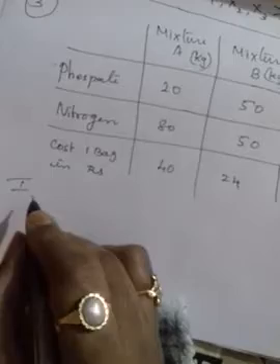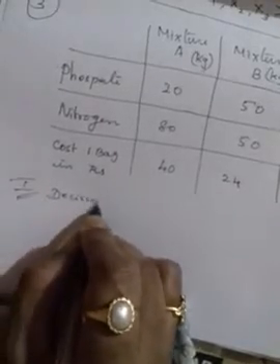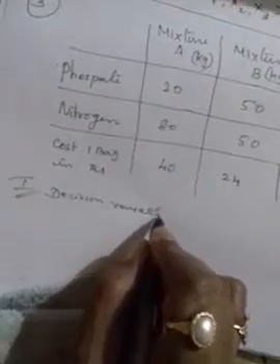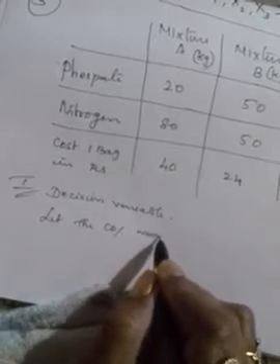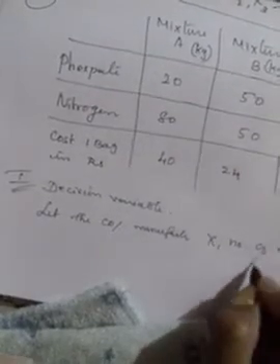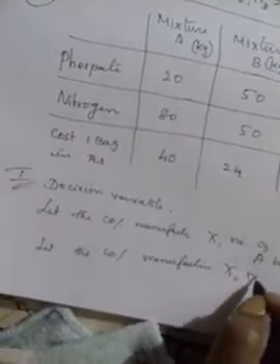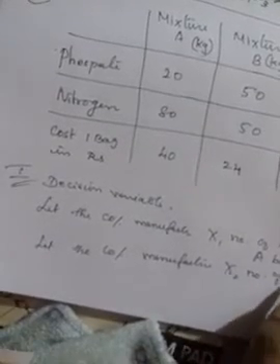Now we formulate the problem. First, you write down the decision variable. Number 1, your decision variable is: let the company manufacture X1 number of mixture A bags. Similarly, let the company manufacture X2 number of mixture B bags.